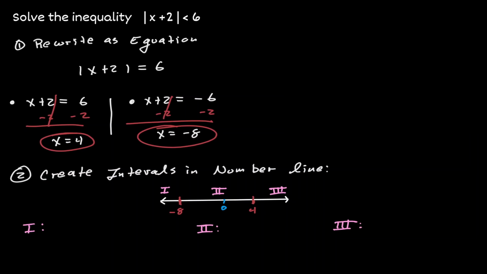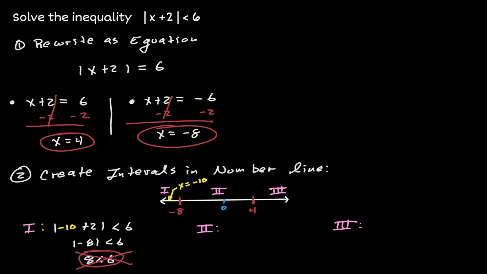Let's choose a number in our first interval, from negative 8 to negative infinity. I'm going to choose negative 10. The way that we're going to test our interval is we take this number in our interval and plug it into the inequality that we wanted to solve. Now we evaluate. Inside the absolute value, we get negative 8, and the absolute value of negative 8 is positive 8. Notice that this expression is not true. It is not true that 8 is less than 6. So we know that the first interval will not be part of our solution.